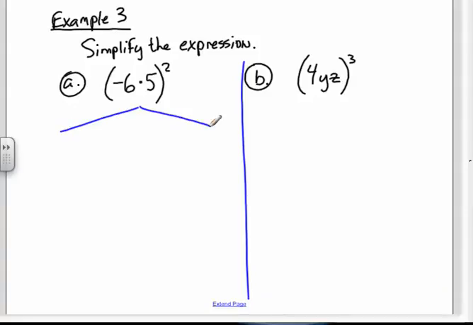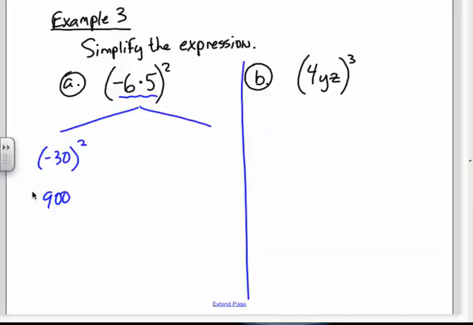And guys, the way we should do it, literally, is that we should always deal with what's in the parentheses first. So negative 6 times 5 is negative 30 squared. And that's going to give me a positive 900, because see the negative inside the parentheses there? Well, I don't want that. So that's included in the square, so it's negative 30 times negative 30 gives me positive 900.